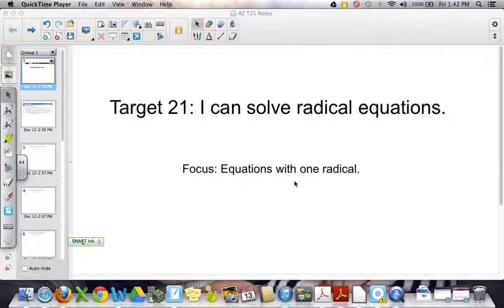This is the final target of Unit 3 on radical functions. This final target, target 21, will focus on solving radical equations. This is a two-part video, so the first part will focus on equations that involve just one radical.